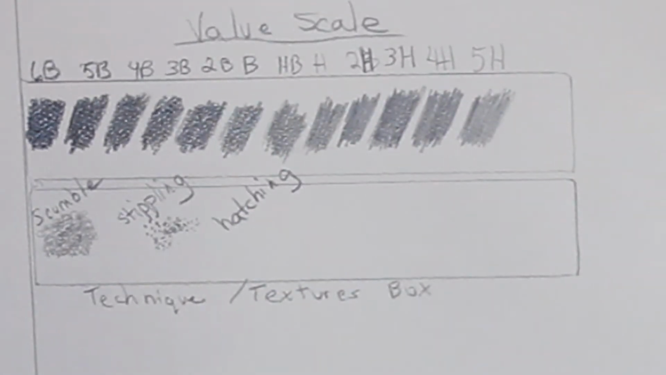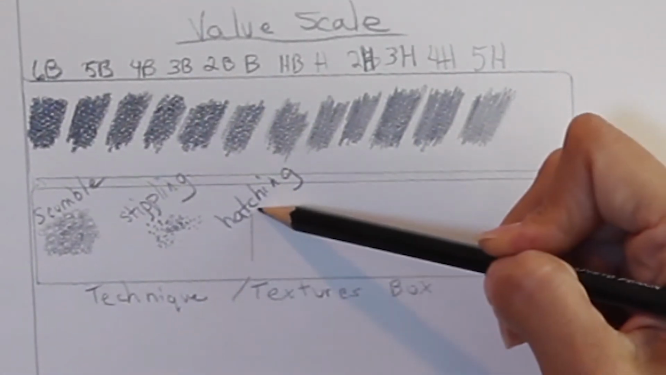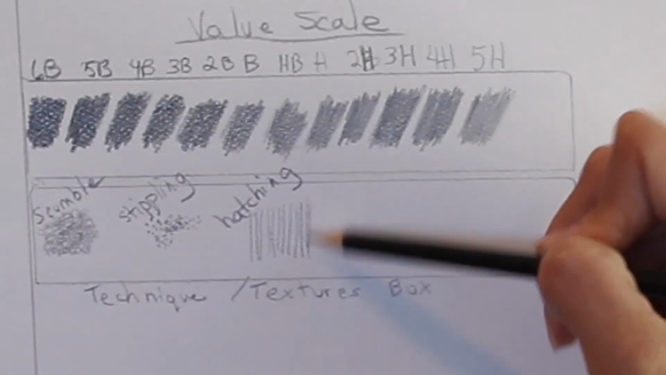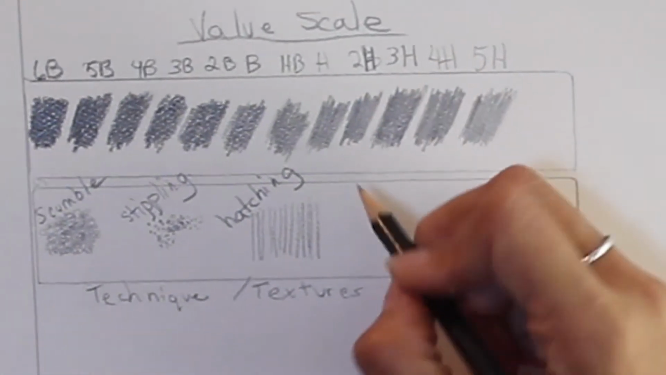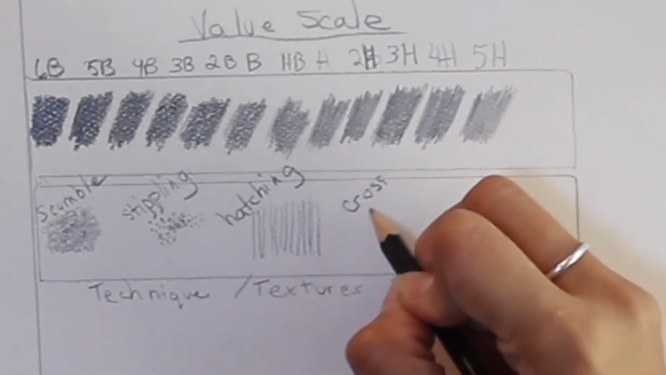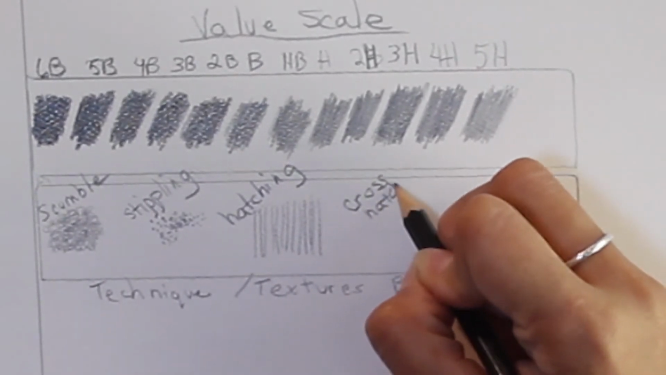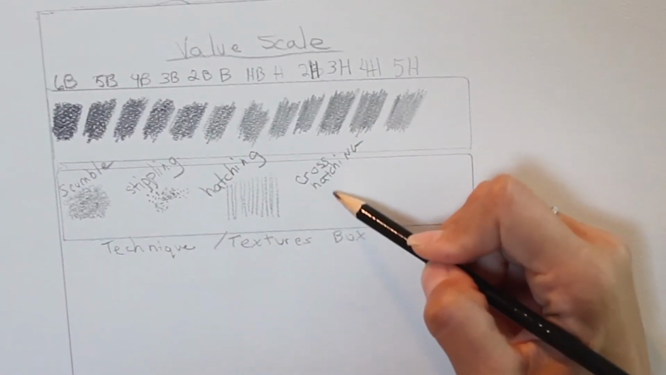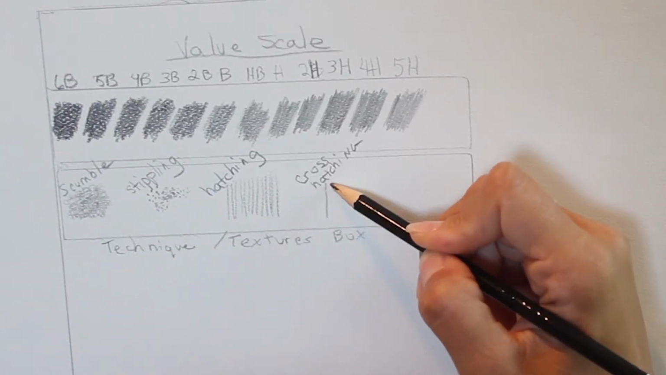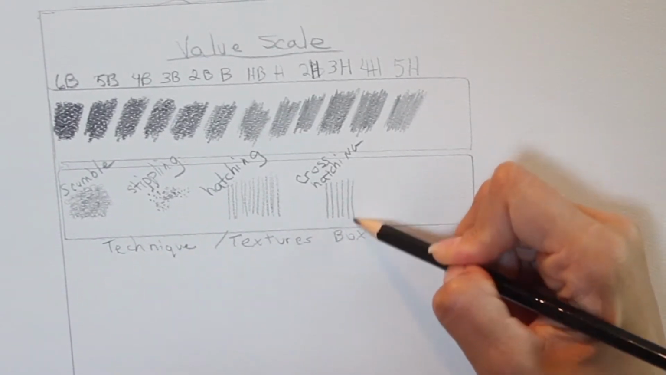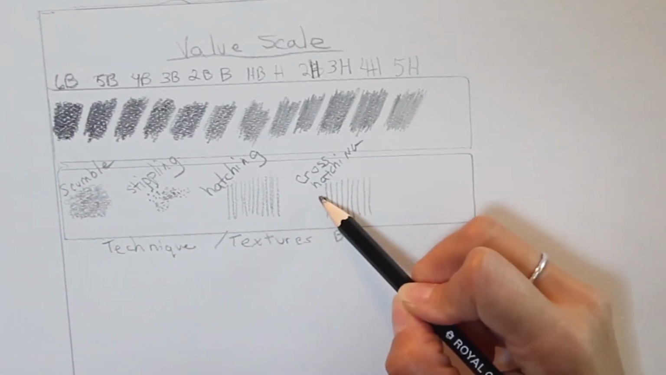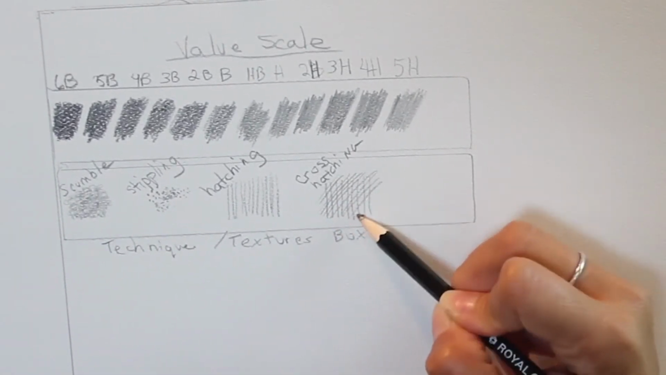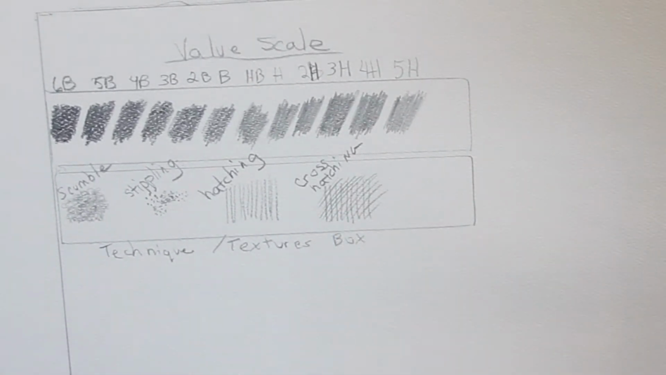Okay? In hatching, we're going to go straight up and down lines, just simply lines right next to one another to create another texture. The next one will be cross-hatching. And cross-hatching pretty much goes almost like the hatching. Okay, there we go. And then we come across. Okay, and there you have your cross-hatching.